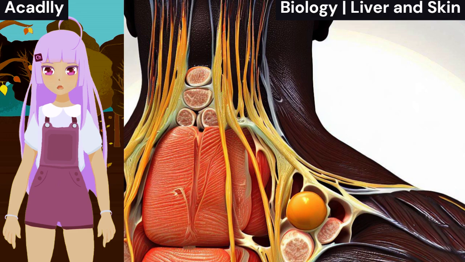A. Blood capillaries. Supply nutrients and oxygen to the skin, remove waste products, and help regulate body temperature. B. Hair follicles. Produce hair and contain nerve endings that sense touch. C. Sebaceous glands. Secrete sebum, an oily substance that helps moisturize and protect the skin. D. Sweat glands. Produce sweat, which helps regulate body temperature by cooling the skin through evaporation.